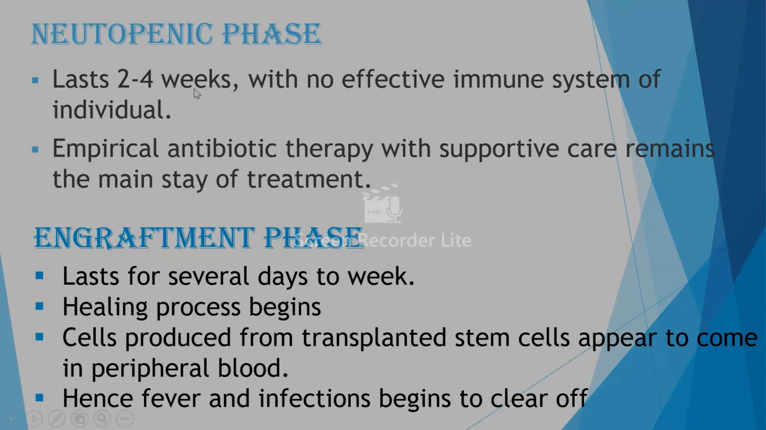Then the patient enters the neutropenic phase, which lasts for 2 to 4 weeks, in which the patient has no effective immune system and is hence predisposed to many infections, for which empirical antibiotic therapy remains the mainstay of treatment. The engraftment phase lasts for several days to weeks, where the healing process has started in the individual.